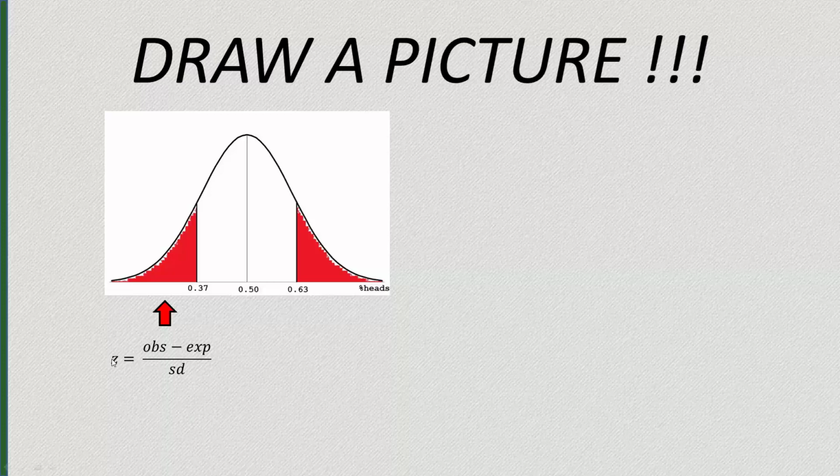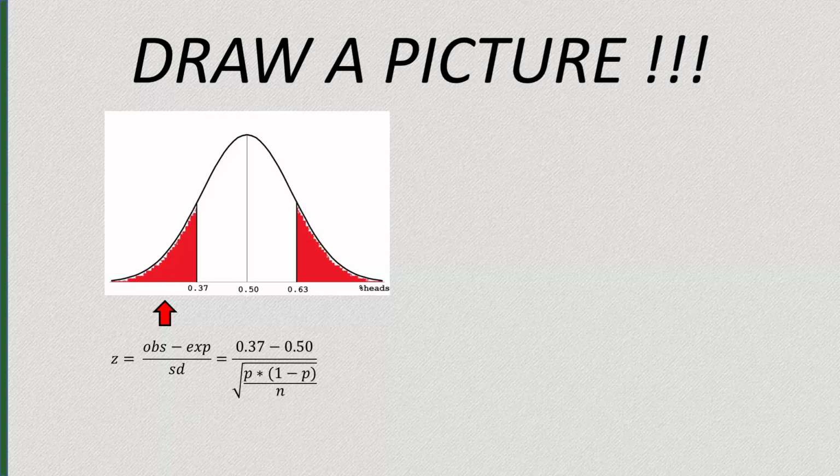We know that a z-score is observed minus expected over standard deviation. In this case, we observed 37%. We expect 50-50. And since this number right here is a proportion, we want the standard deviation for a proportion, which we saw in our module on sampling distributions was p times 1 minus p over n, square rooted.